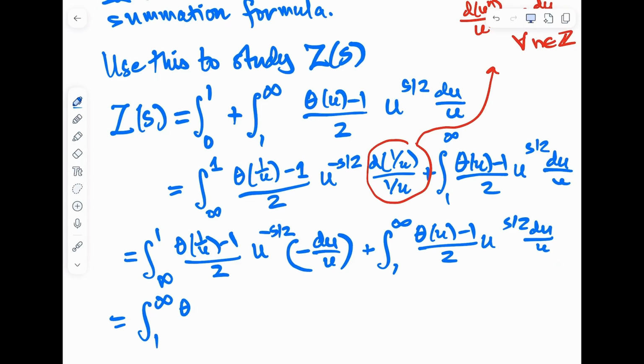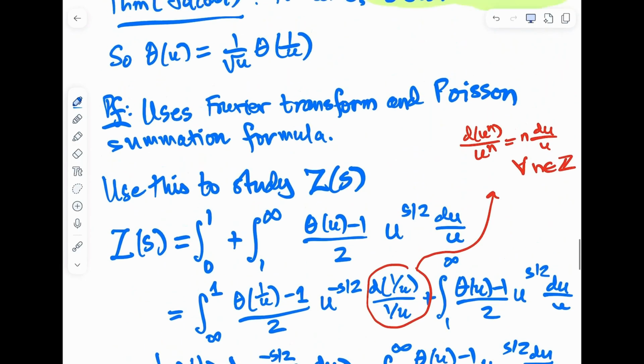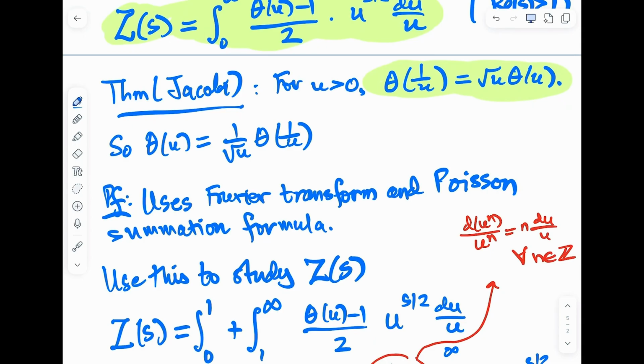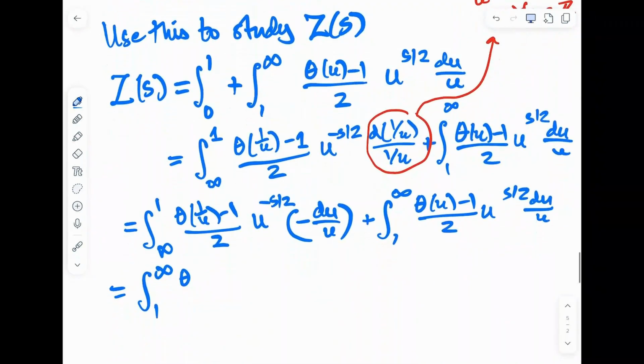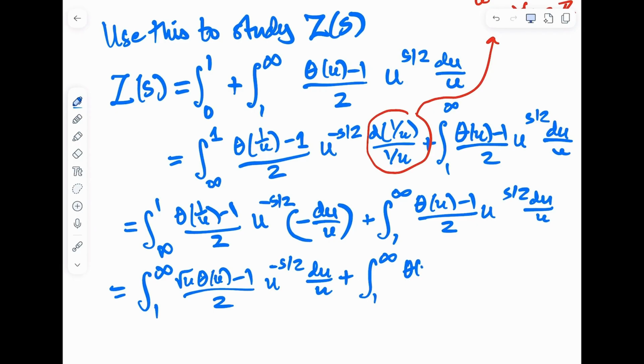Now remember, theta of 1 over u has a formula. Where's that transformation formula? Theta of 1 over u, in green up there at the top, is root u theta of u. So now we're going to change this to root u theta u minus 1 over 2. And that minus sign, I've removed it because I swapped the order of integration. Great, so now we have two integrals.